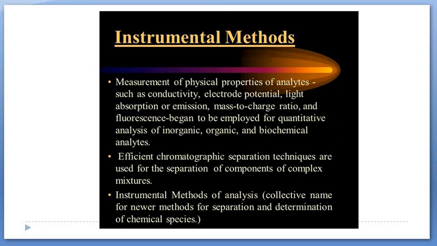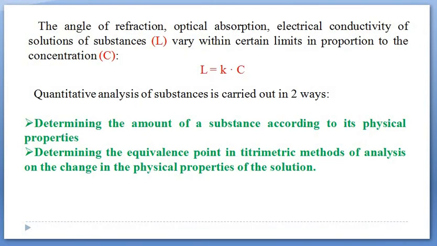Instrumental methods of analysis is a collective name for newer methods for separation and determination of chemical species. The angle of refraction, optical absorption, and electrical conductivity of solutions of substances, which is denoted by L, vary within certain limits in proportion to the concentration, which is denoted by C. L, conductivity, equals K multiplied by C.